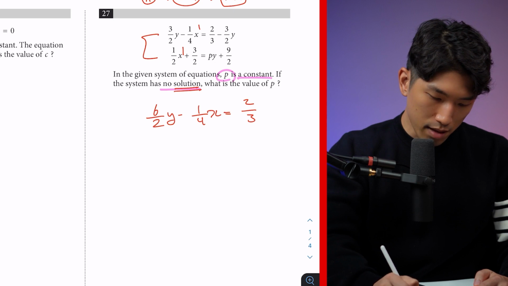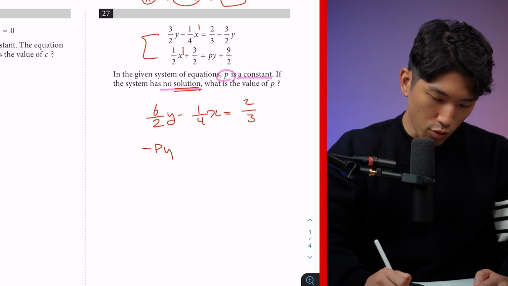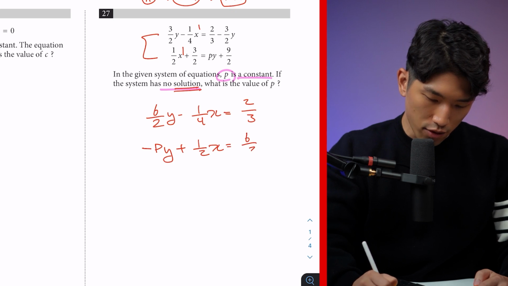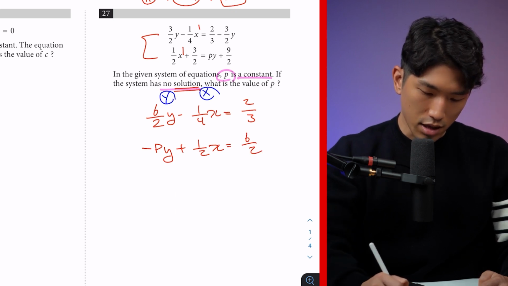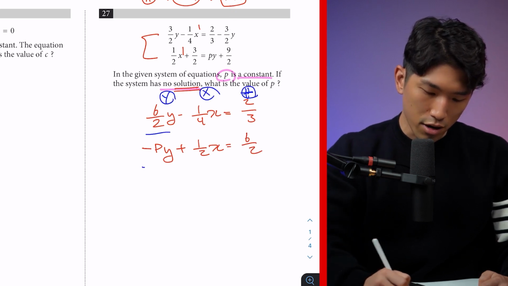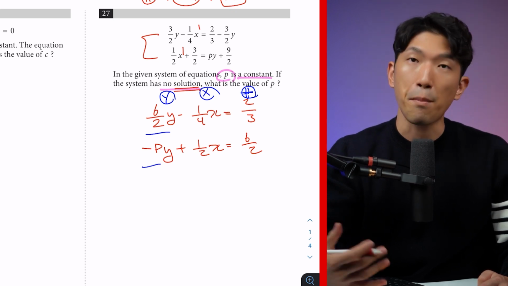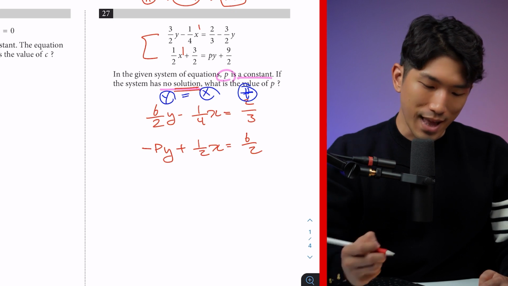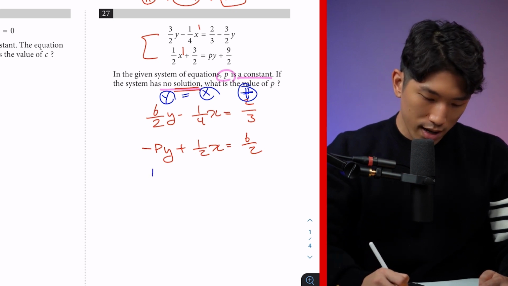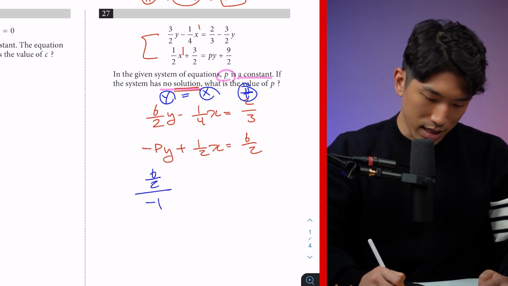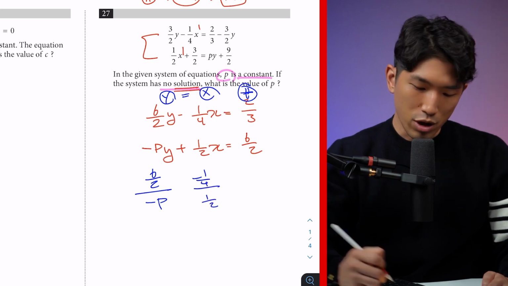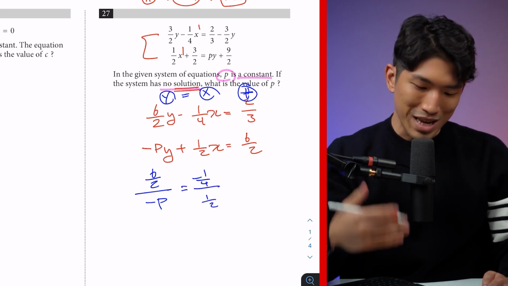And for this one, I'm going to move y to the other side: minus py plus 1/2 x is equal to 6 over 2. And now that our y's, x's, and the numbers are all lined up, I'm going to compare the ratio of the coefficients, or the numbers attached to these variables. And according to the matching rule, the ratio of the y's and x's must be the same. So for y, it's going to be 6 over 2 over minus p, and then for x, it's going to be negative 1/4 over 1 over 2. And we know that they have to be the same in order for there to be no solution.